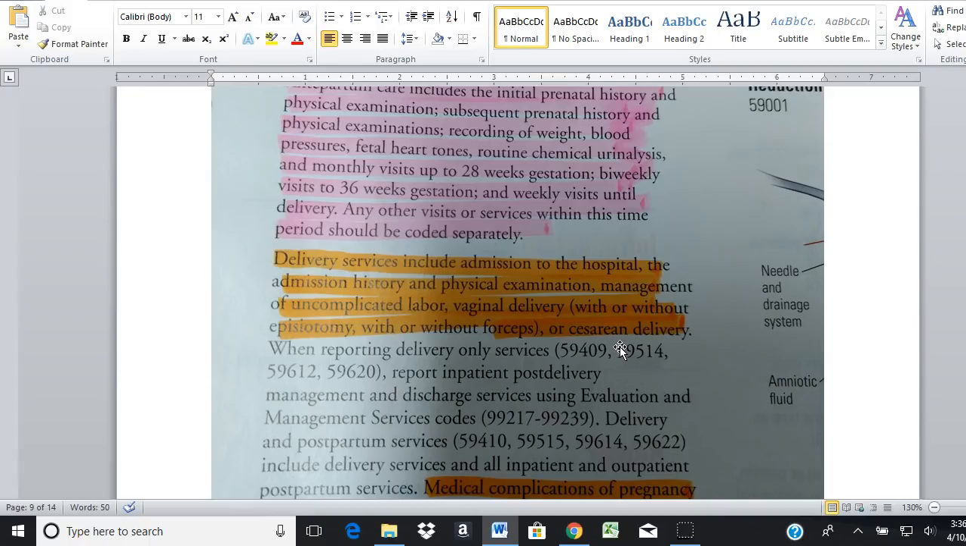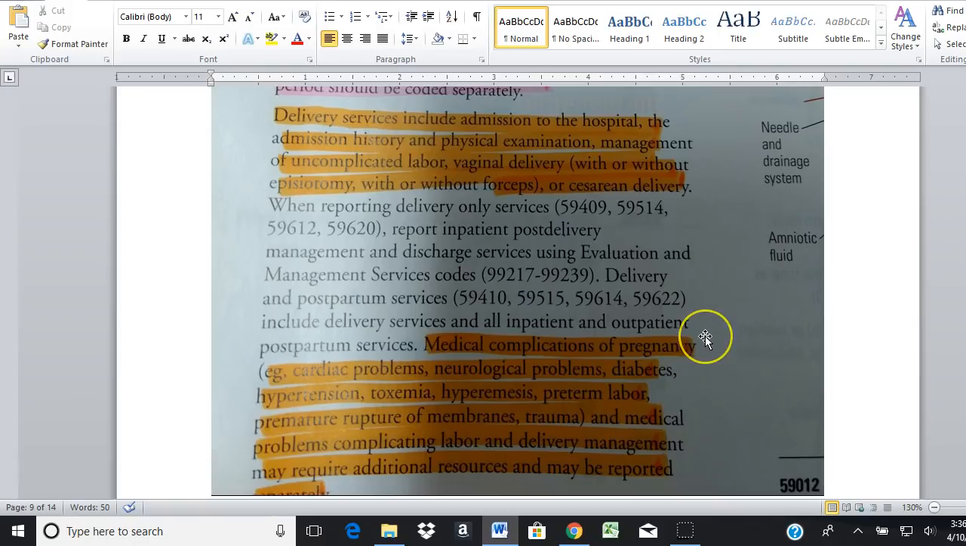Now, for these cases where mom is out of area or something else happens, when reporting delivery-only services, report inpatient post-delivery management and discharge services using evaluation and management service codes. Delivery and postpartum services include delivery services and all inpatient and outpatient postpartum services. So again, we're going to look at these globals that include the antepartum, labor and delivery and postpartum, and then things like delivery only. The other thing is, what if you have multiples? We're going to talk about what happens with twins and triplets.